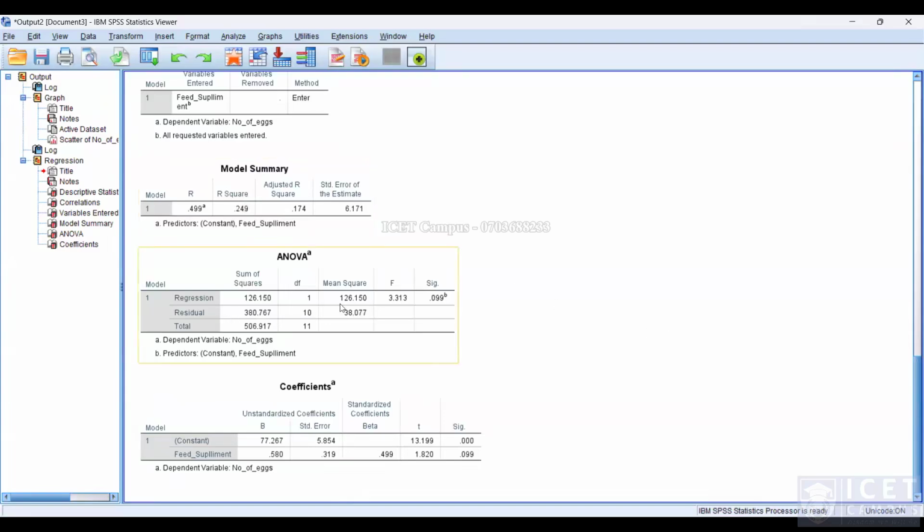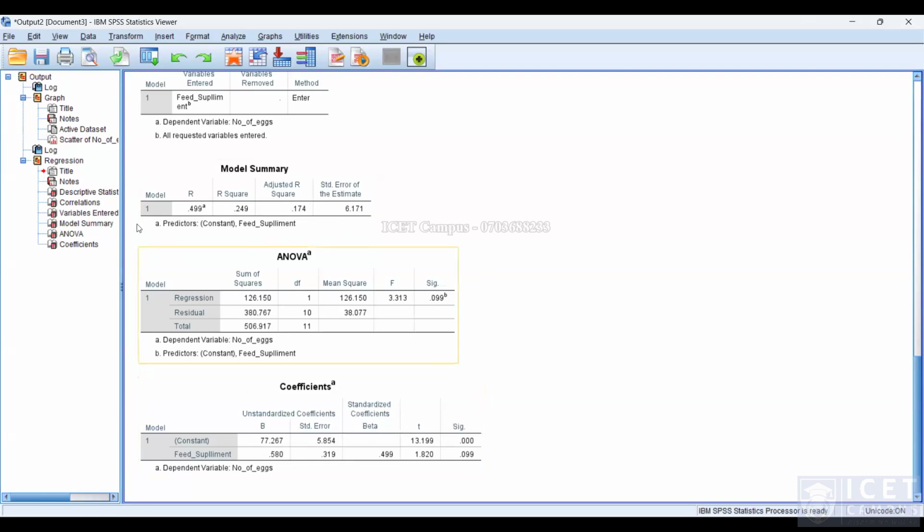Anyhow, when it comes to the ANOVA table, you can see 0.09. Actually, this is not a significant model because this is greater than 0.05. Anyhow, we can find the regression equation. You can write the dependent variable, number of eggs, equals 77.267 plus 0.58 times feed supplement. So that is the regression equation here. By using that, you can predict.